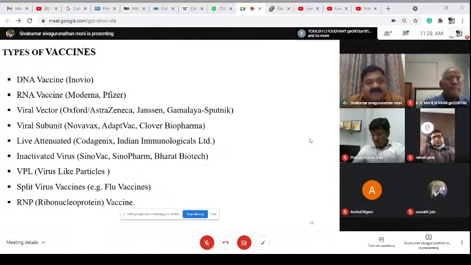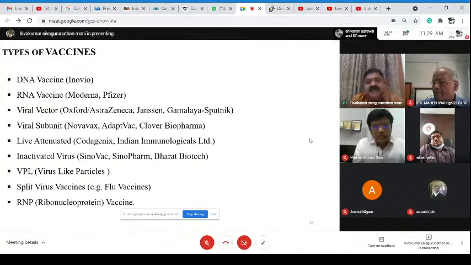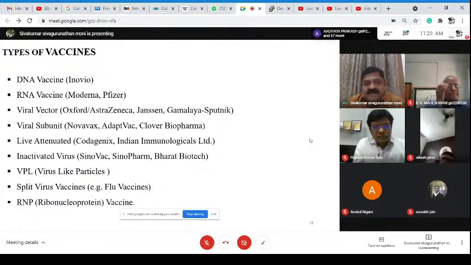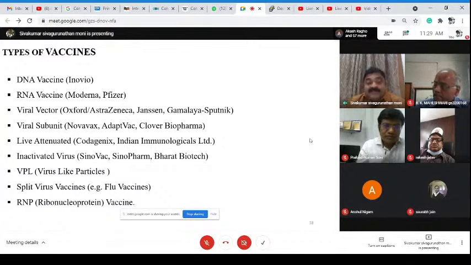Now, what are the types of vaccine? There are various kinds of vaccines. One is DNA vaccine, using DNA as the vaccine agent. It can be used as a prophylactic as well as a therapeutic vaccine. Next, RNA vaccines, already available, produced by Pfizer and Moderna. Viral vector vaccine, you know, Covishield, the AstraZeneca vaccine. Viral subunit vaccines, live attenuated vaccines, inactivated virus vaccine, as you know, I think it's the Covaxin. Virus-like particle vaccines are being developed, and the split virus vaccine concept, which is not yet at study level. This is also one of the concepts we can develop in future. Flu vaccines are already based on this type of technology.